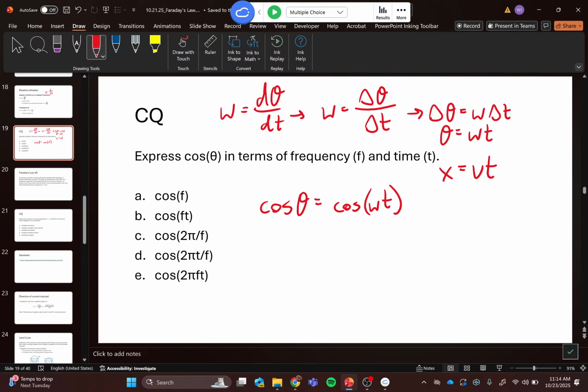All right, the last step is really easy. Omega equals 2 pi f. So you just plug that in: 2 pi f t. Notice that the one with the f and the one with the omega are not the same. That's a really important point that I need to make to you all. f and omega are not the same variable, and it's very easy to mix them up because they have the exact same units.